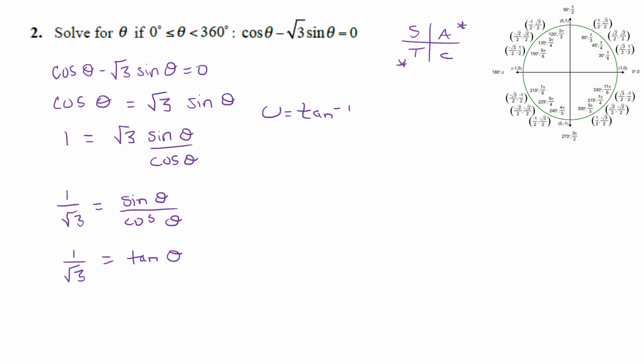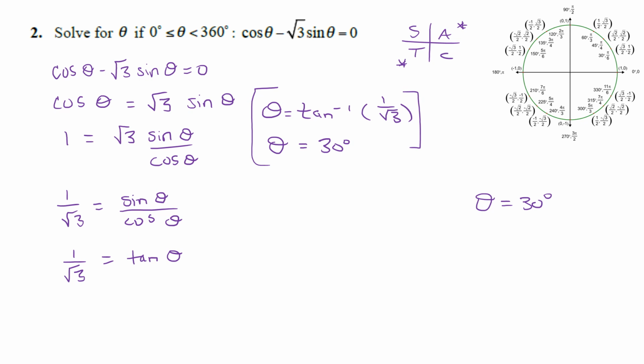So this will be theta of 1 over the square root 3. And so theta here will equal 30 degrees. And so this was our reference angle. Okay, now 30 degrees is in quadrant 1. So that means 30 degrees will be one of our solutions.